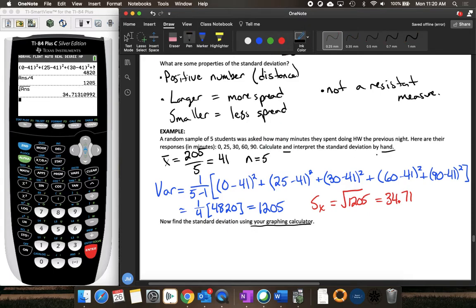It also wanted us to interpret the standard deviation. So we would say, on average, the data points were 34.71 minutes, because we were looking at how many minutes they spent on homework. So 34.71 minutes away from the mean.